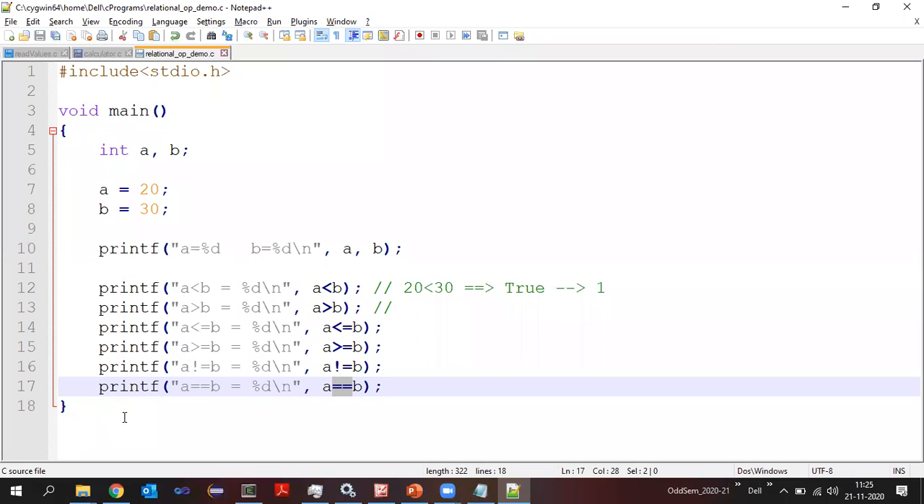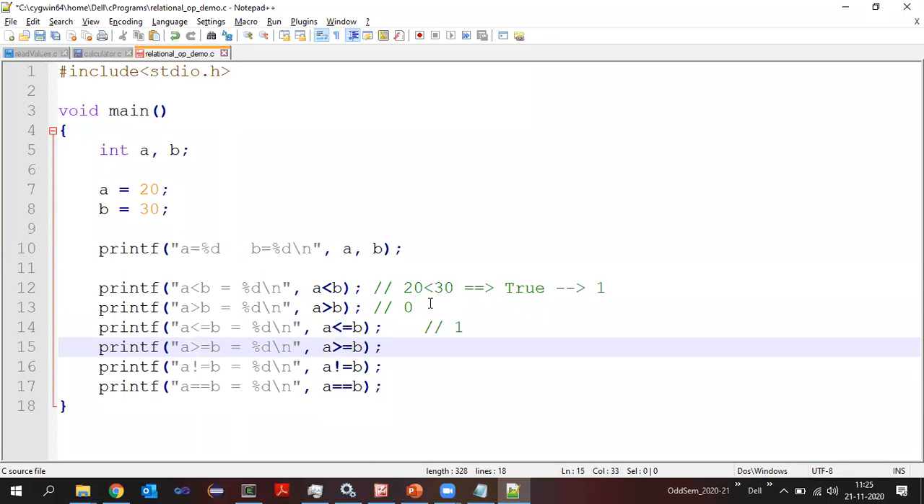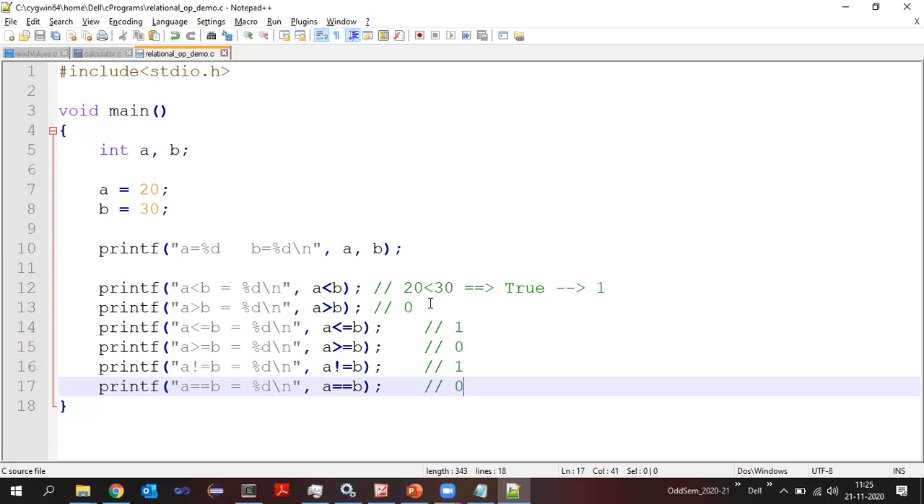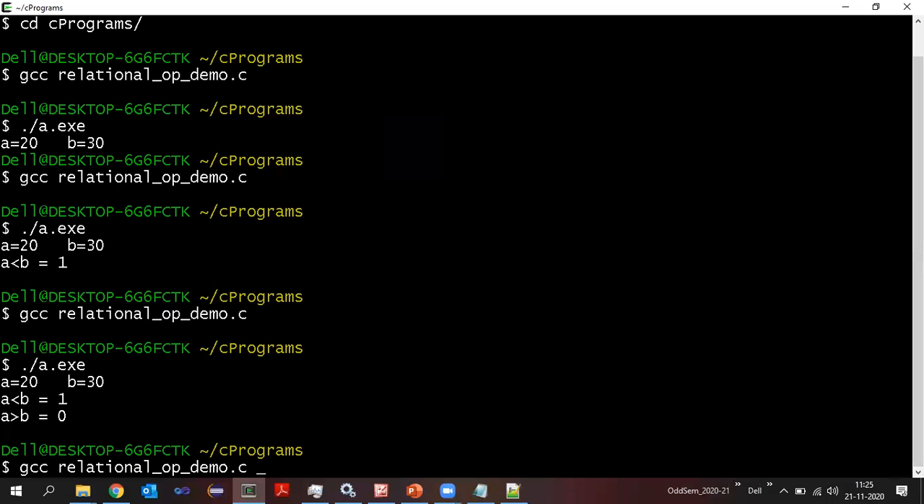Now tell me what we can expect here. I can expect 0. What about here? I expect the result to be 1 or 0? 1. What about the next line? A greater than or equal to b, 0. Then a not equals to b, 1. A equals to b, 0. So a sequence of 1 0 1 0 1 0 I should get as the output.